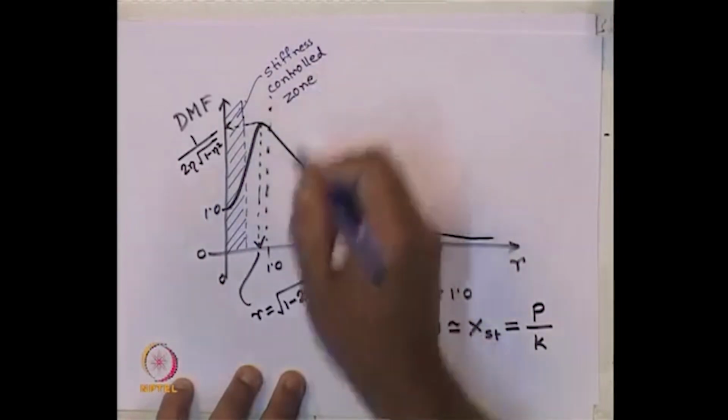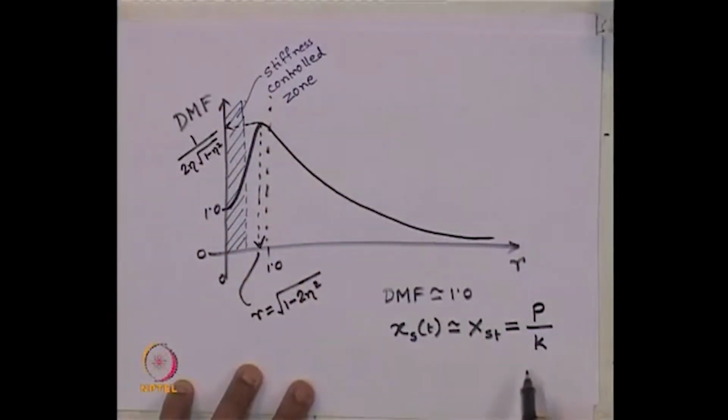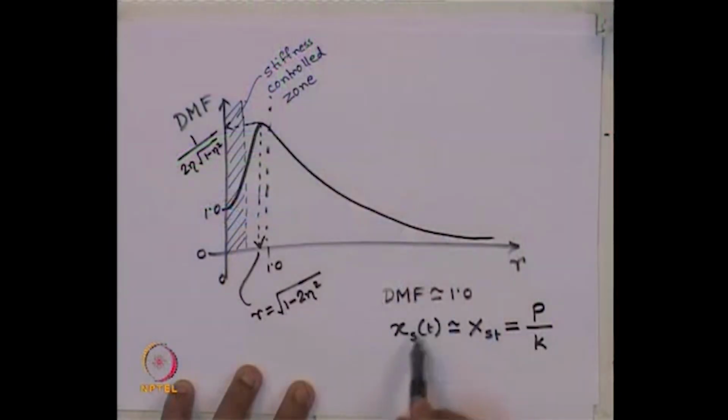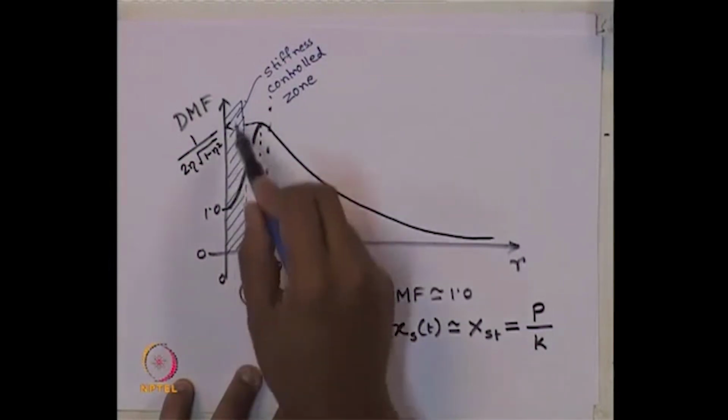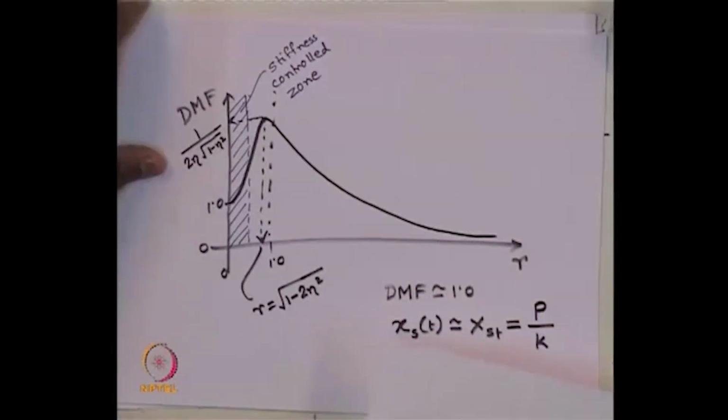or stiffness dominated zone, because in this zone, if you change the value of the stiffness of the system, you will have a direct effect on the DMF, because the DMF in this region is directly related to the stiffness parameter. Hence, it is called the stiffness controlled zone. Now, let us see what about the other two zones, or other two parameters.